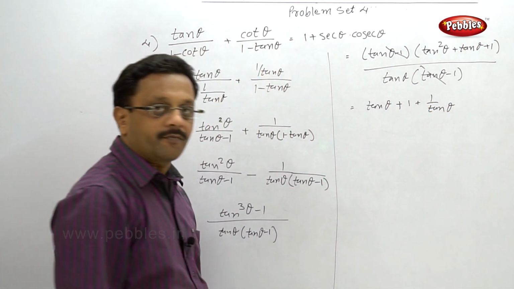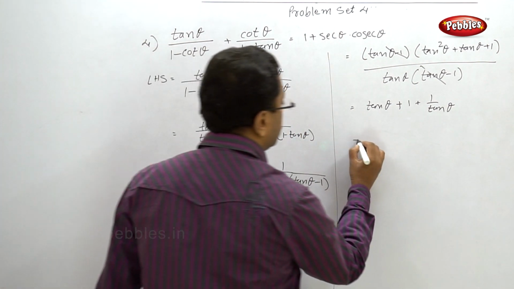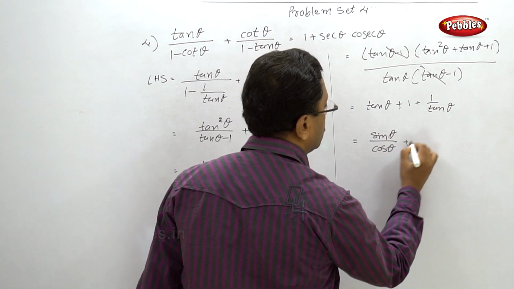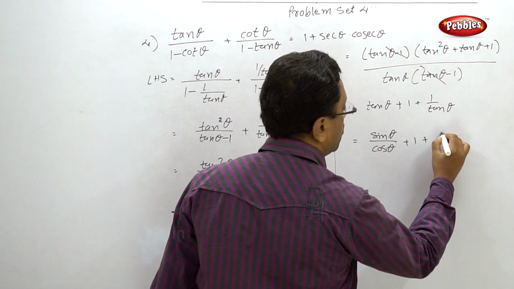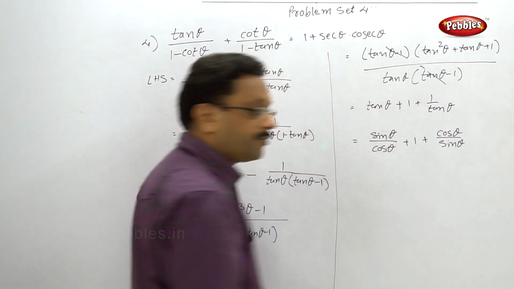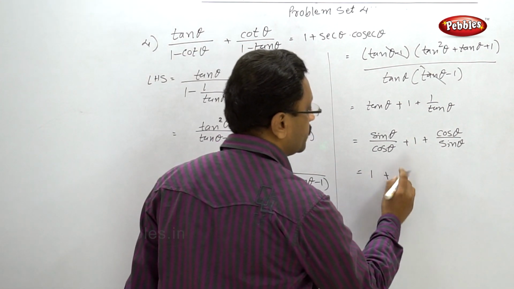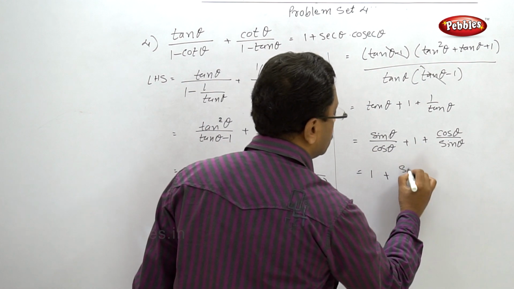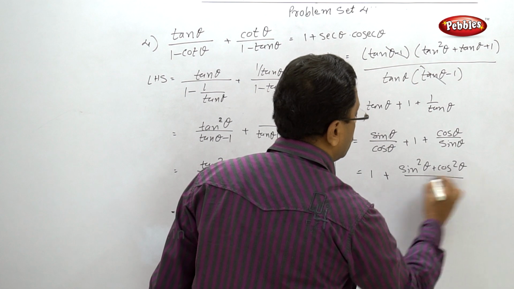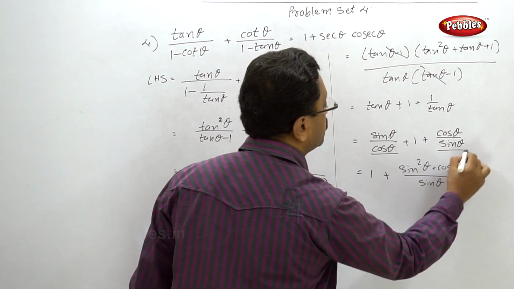theta. Now we want the answer in sec and cosec. So we will take this as sin theta upon cos theta plus 1 plus cos theta upon sin theta. 1 I will keep as it is. I will take 1 first. Then this is sin square theta plus cos square theta upon sin theta cos theta. I have taken these two terms.